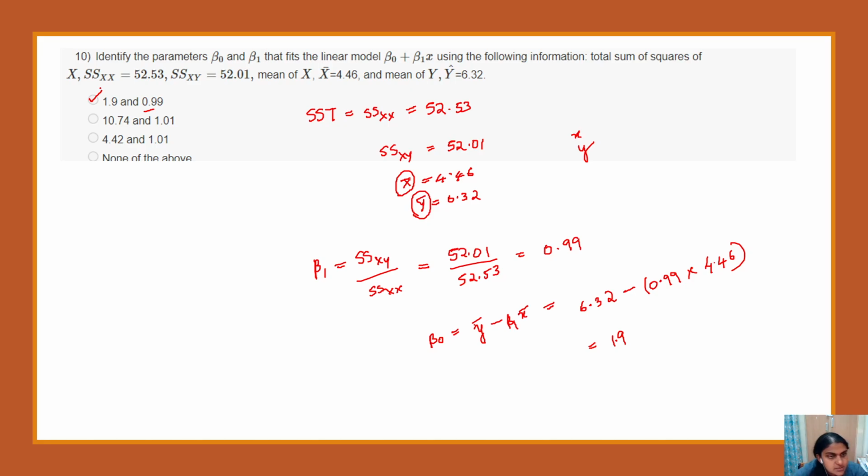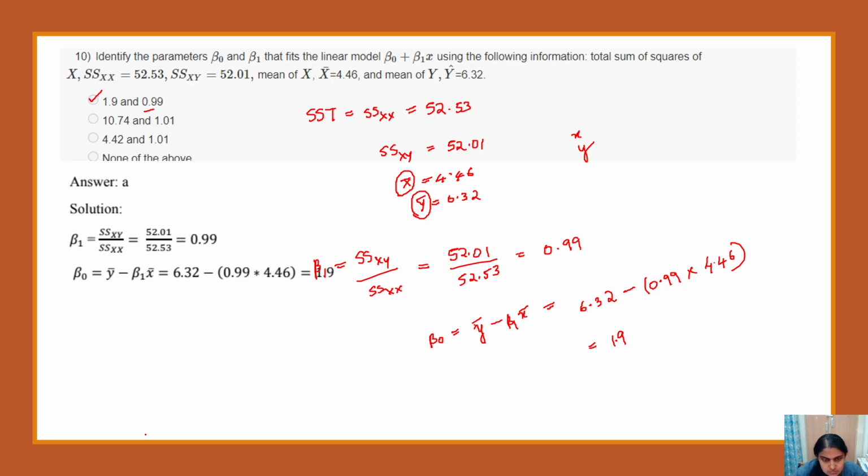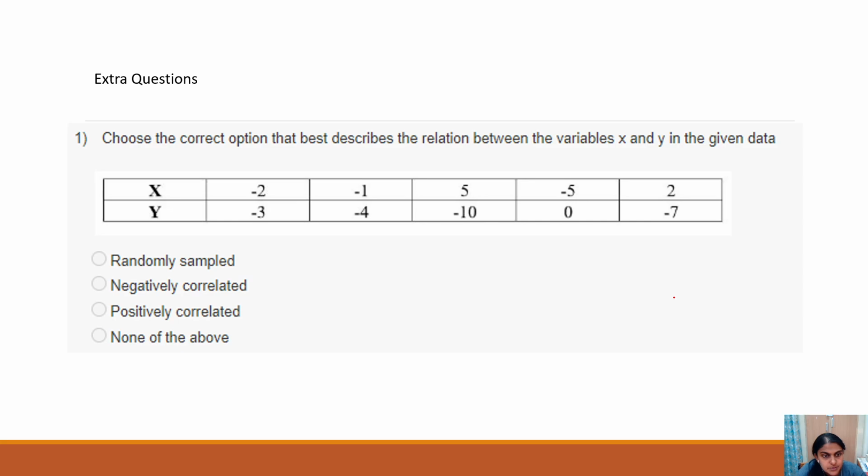Just check the answers. I'll give you a moment. Okay, so this is the answer. 1.9 is the answer. I'll remove it from here. So the answers are 1.9 and 0.99. Are there any different questions from this?